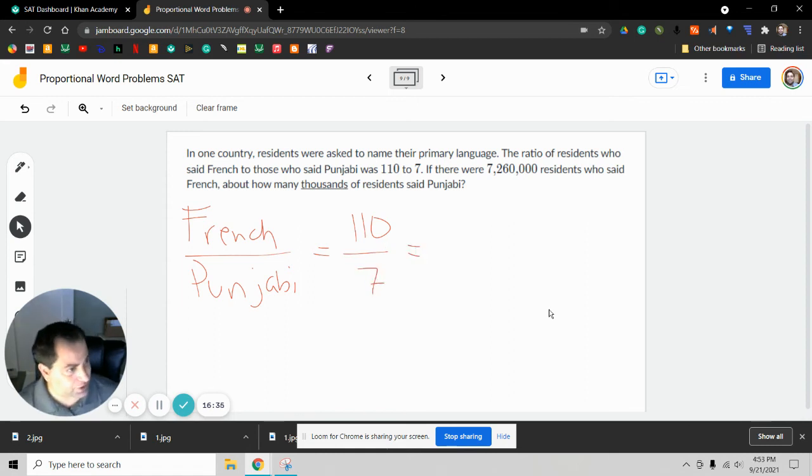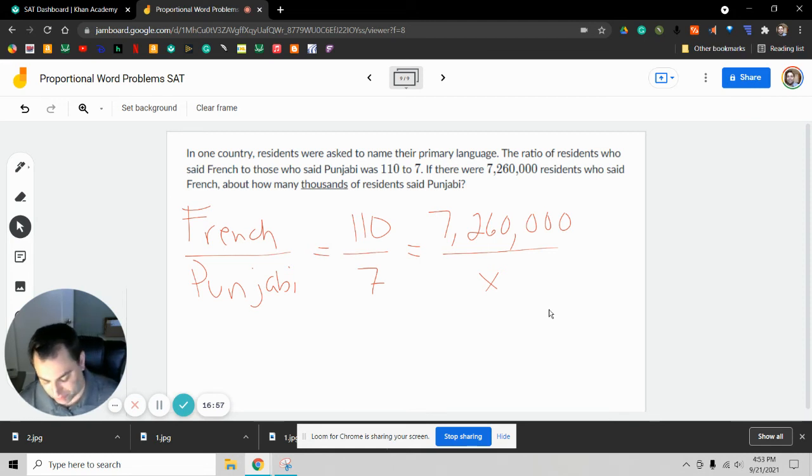They then give us a big number, and they said that the 7,260,000 that said French, so that's going to be up here. On the assessment in class, there'll be smaller numbers. I know we're not going to be allowing calculators on that first test, so there'll be smaller numbers. You won't have to deal with that.